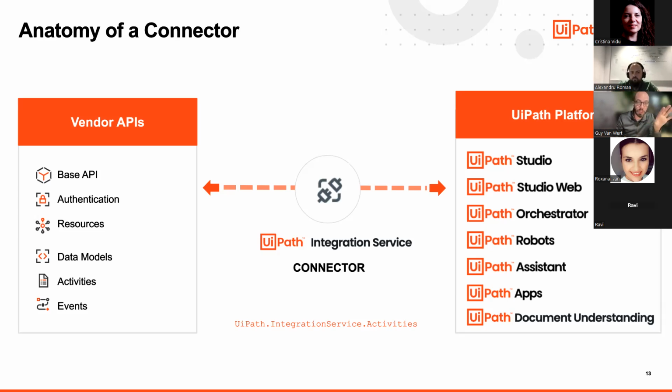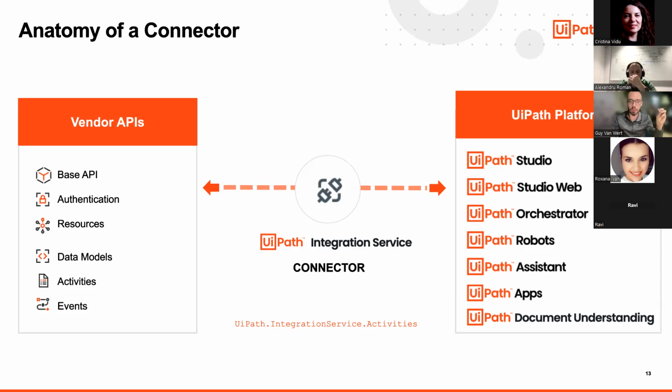Now, if you look on that left side, it's speaking about vendor APIs, and the right side is the UiPath platform. I like to bring all of that together as the Integration Service connector. What we do is we're bridging that gap, right? You have a vendor API that has very specific ways of dealing with that API. How do you authenticate to it? How do you make specific API calls? How do you provide headers and query parameters, etc.?